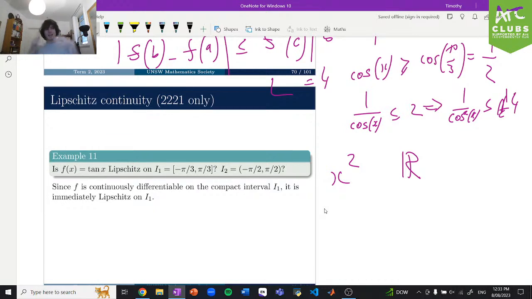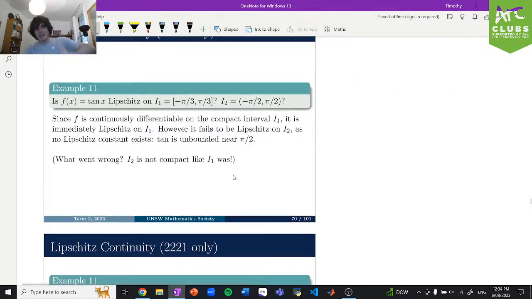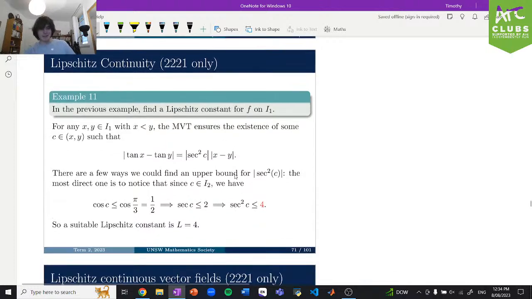So the key thing is, try and figure out in your region, is it completely bounded? Is your region closed? In which case you just differentiate it and find the largest value of your derivative in that region. That's your Lipschitz constant. And if it's not, then you just prove that it's not bounded at some point, which is cool. Any other questions on Lipschitz, chuck them in the chat and we can chat about it later.